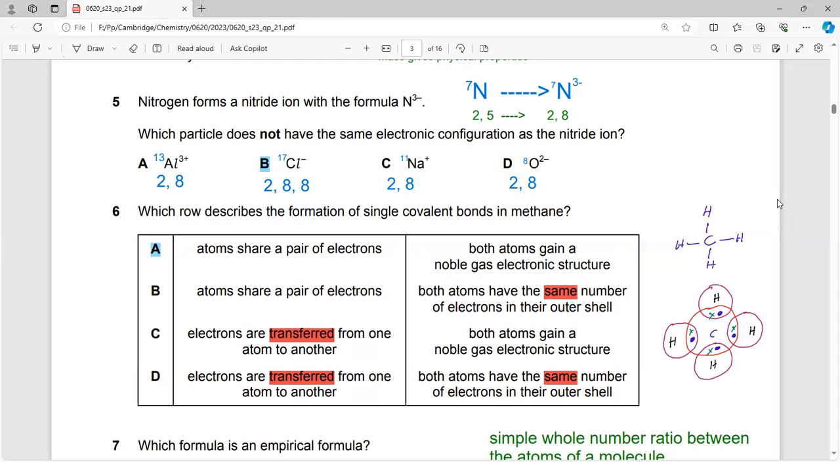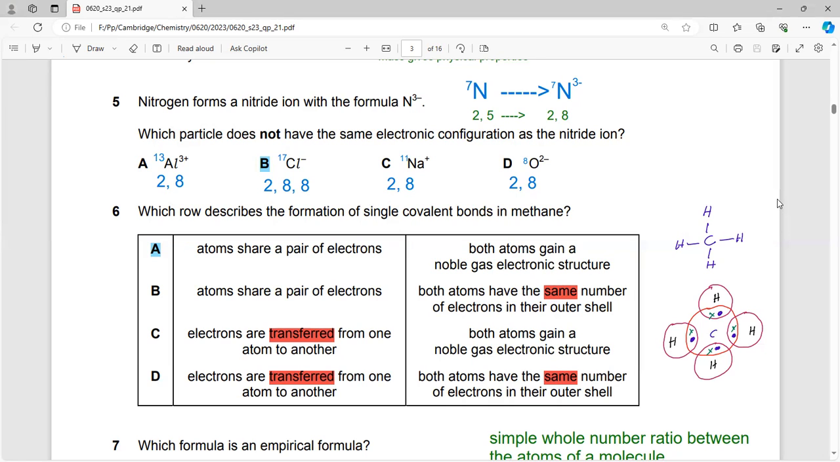In the same way, chlorine is present in group 7, so the proton number is 17, and the total electrons are 17. When it takes 1 electron, it gets a minus 1 oxidation state. In this way the total electrons will become 18, so the electronic configuration is 2, 8, 8. So this is not similar to the nitride ion. That's why B is our correct answer here.